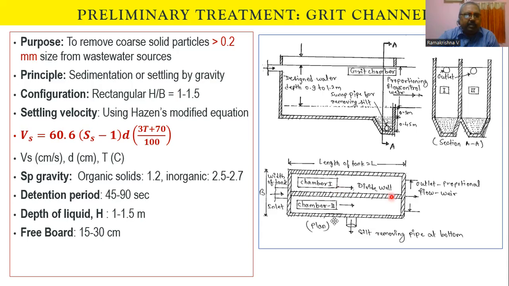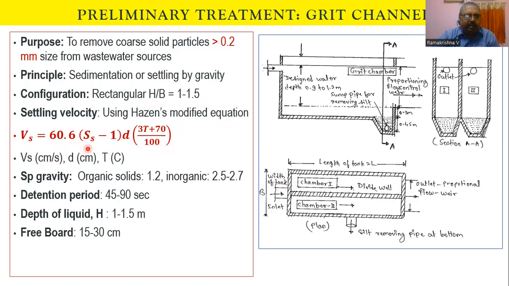What you see in this picture is a long rectangular channel, where the width is smaller and the depth is slightly higher. So H by B, we normally keep as 1 to 1.5. The settling velocity of the particles is calculated using the formula. This is Hazen's modified equation: Vs = 60.6 × (Ss − 1) × d × (3T + 70)/100.